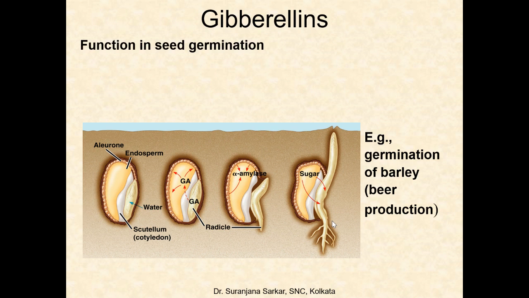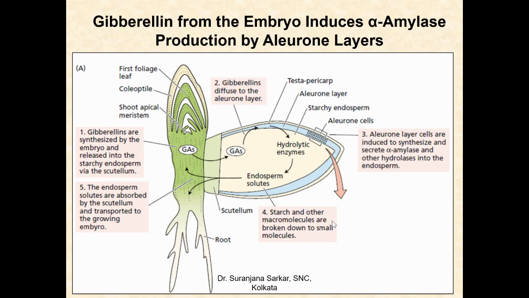I am explaining this process in detail. The gibberellins are synthesized by the embryo and released into the starchy endosperm via the scutellum. Please observe this picture. Then gibberellins diffuse to the aleurone layer. Here, the cells of the aleurone layer are induced to synthesize more and more alpha amylase and other hydrolase enzymes into the endosperm. By the effect of gibberellin, starch and other macromolecules are broken down to small molecules. The endosperm solutes are absorbed by the scutellum and transported to the growing embryo. Then, after absorbing the food, the embryo germinates.